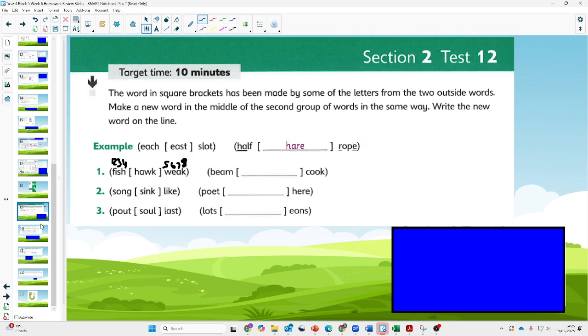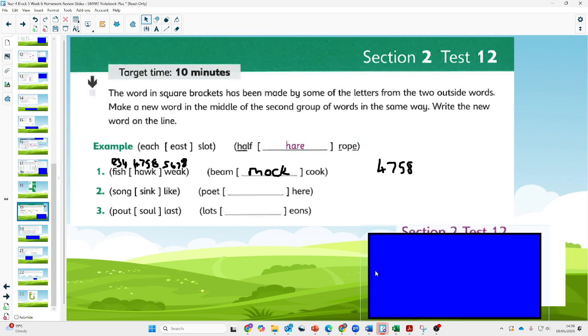And then we decide, well, where have those letters from hawk come from? So the H is the 4th letter. The A is the 7th letter. The W is the 5th letter. And the K is the 8th letter. Now I'm just going to write that out a bit clearer. So we've got 4, 7, 5, and 8. Therefore, if we take the 4th letter from here, we get M. 7th letter, we get an O. 5th letter, we get a C. And the 8th letter, we get a K. And that's the word mock, like to tease.